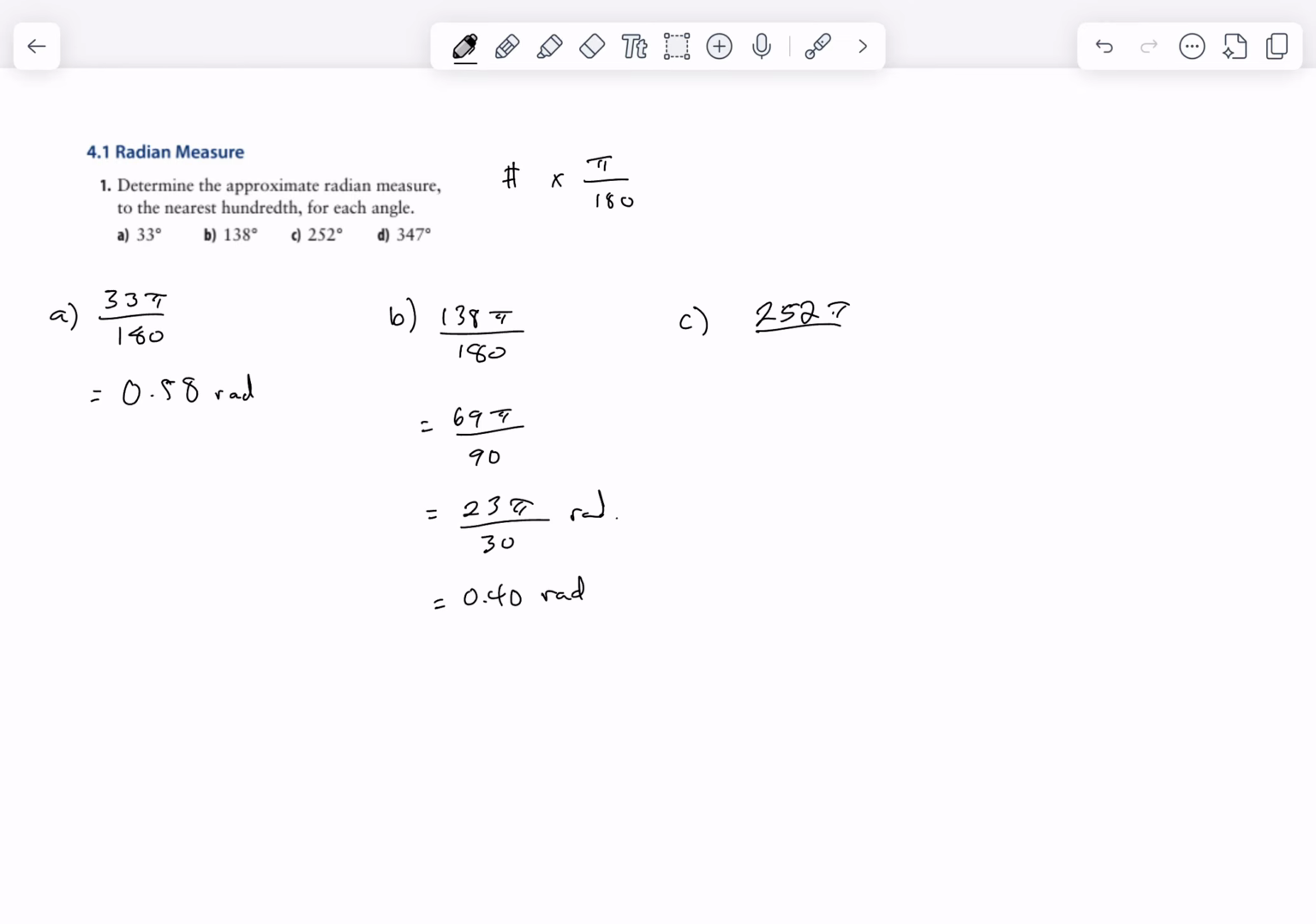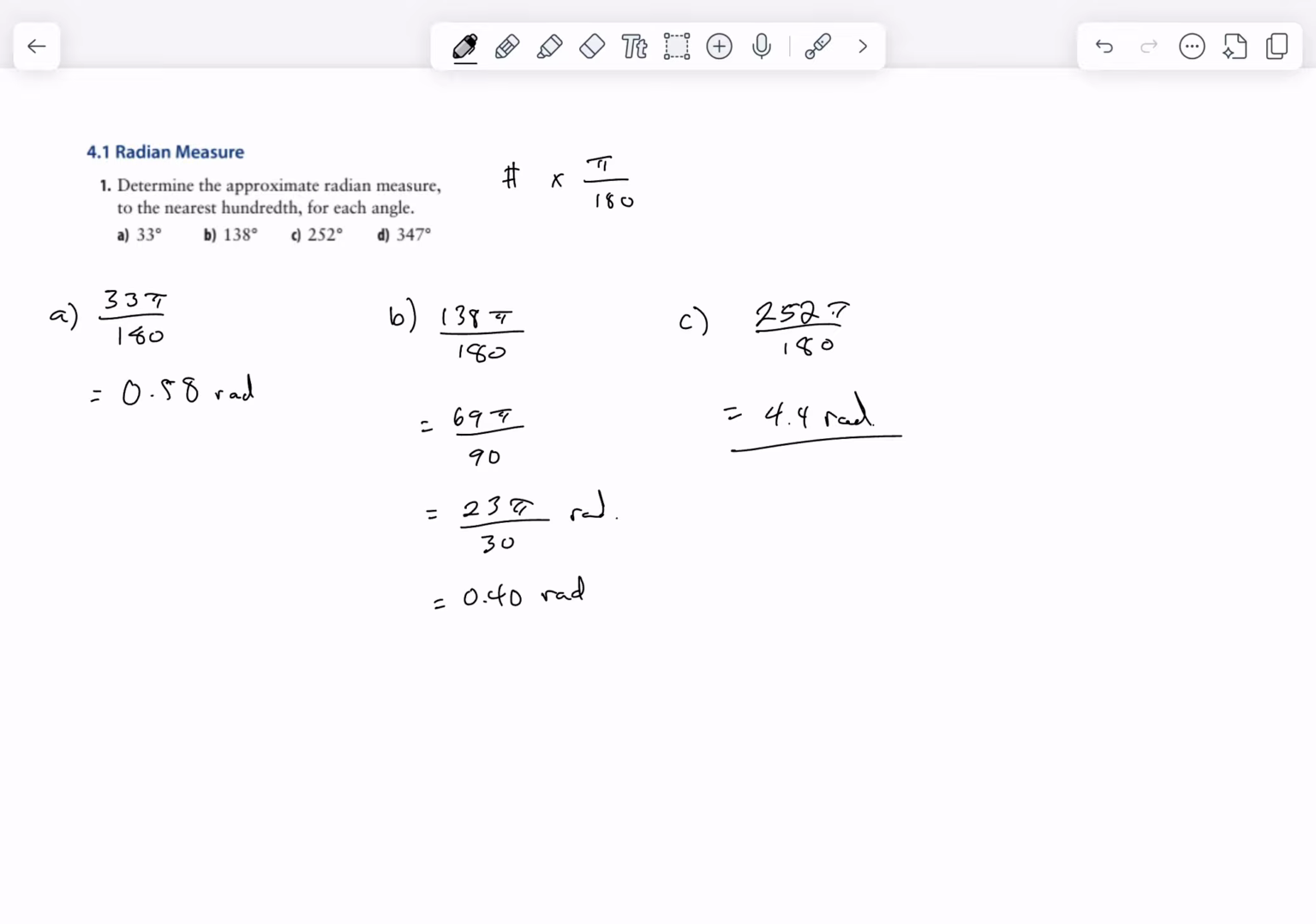C. 252 pi by 180. Okay, if you were to type that in your calculator or reduce it, if you reduced it, you would get 252 by 180 would reduce to 1 2/5. Okay, or you could just simply go 252 pi divided by 180. Okay, so 4.3, 4.4.